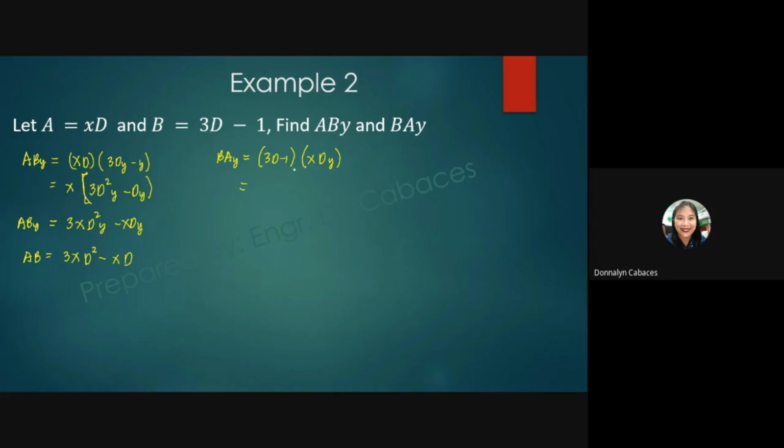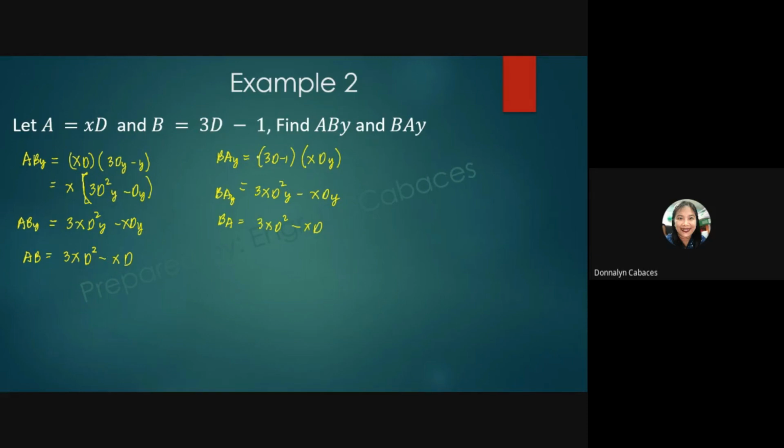Again, as I told you, you should not do this as simple multiplication. If you do the simple multiplication, this is your result. That would be 3 times the derivative of x dy. If you do multiplication, that is 3x d squared y minus x dy, and your BA will be equal to 3x d squared minus xd. And then you will be saying that they are equal. But again, this process should not be done if you have a variable coefficient.